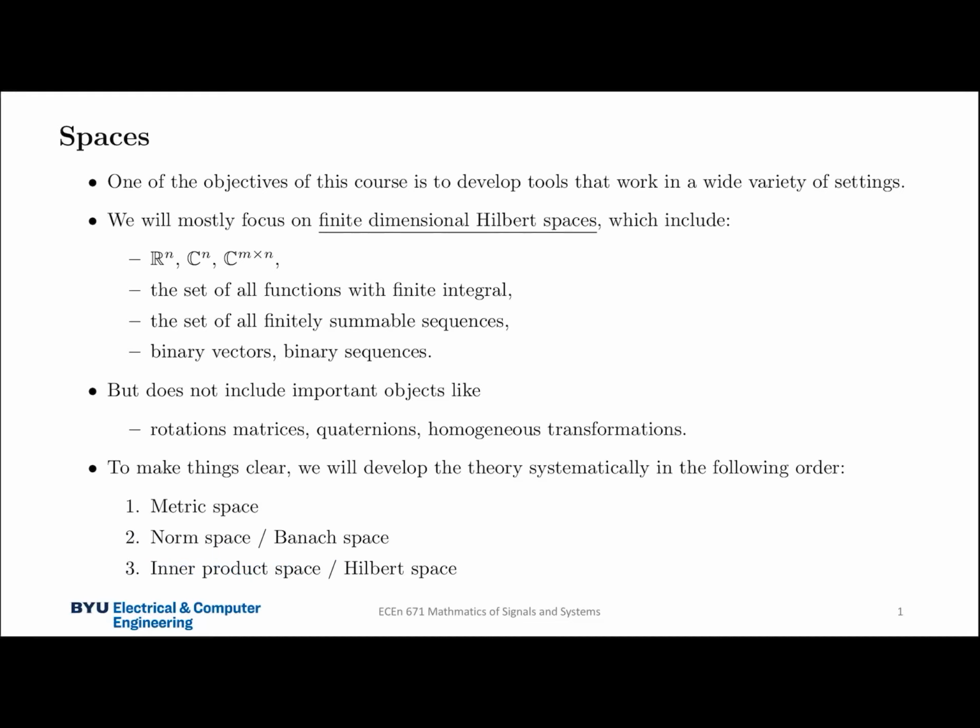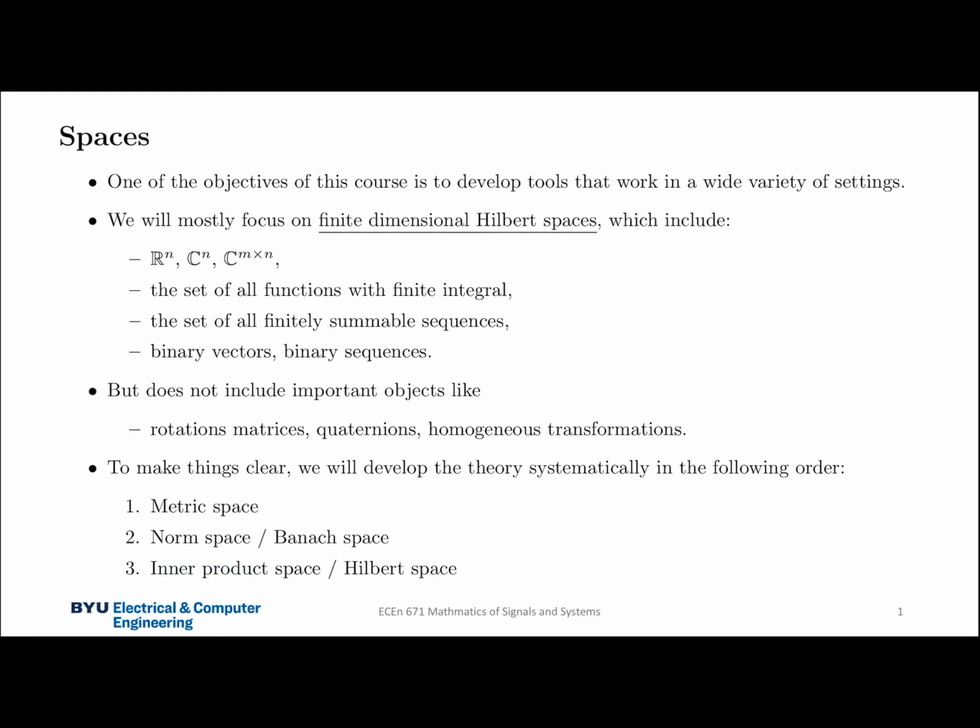Finite dimensional Hilbert spaces will include Euclidean spaces, R^n, C^n, and the set of, for example, complex matrices, C^(M by N), or real matrices. Infinite dimensional Hilbert spaces will include the set of all functions with finite integral, or the set of all finitely summable sequences. Also, binary vectors, binary sequences, things like that. All sorts of different types of signals. It doesn't include important objects like rotation matrices, quaternions, homogeneous transformations, things that are used extensively in robotics.